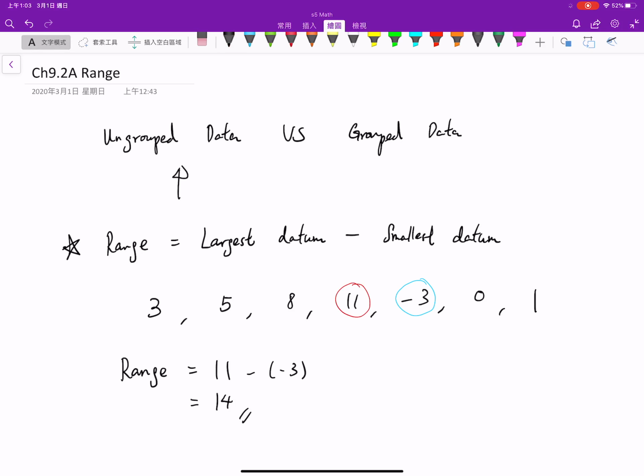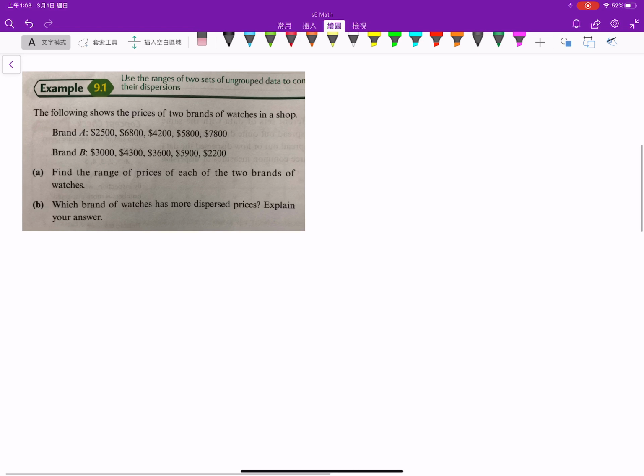Let's go to one example, in the textbook, example 9.1. The following shows the prices of 2 brands of watches in a shop. Each brand has 5 prices. So first, part A, we need to find the range of prices of each of the 2 brands. We first state we are finding brand A. For brand A, which is the largest? This one, right? And then the smallest is 2,500.